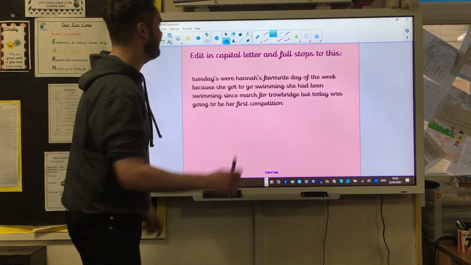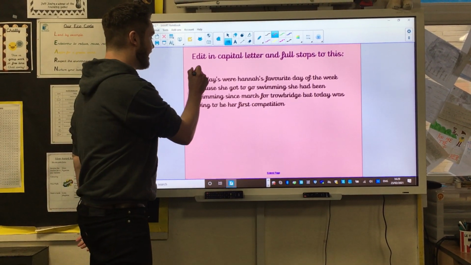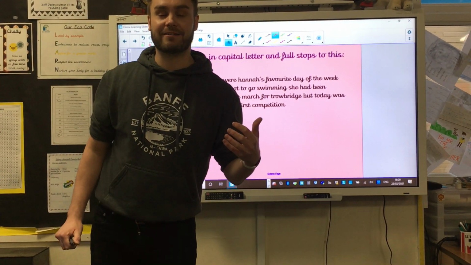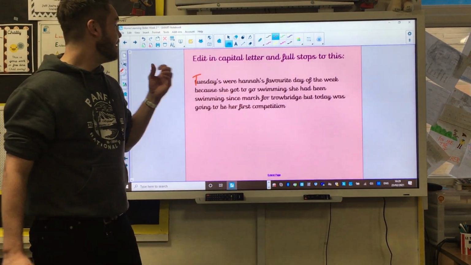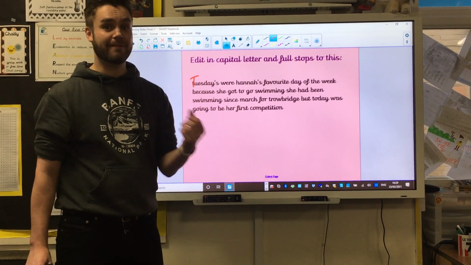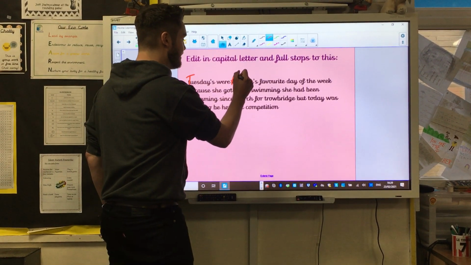Right, welcome back Year 4. So let's go through this one quickly. In red, obviously we start with a capital T for Tuesday. It's not only a day of the week, or a day shall I say, it's also the first one in the sentence, the beginning word in our sentence. Definitely needs to have a capital like that. Next one, Hannah, as it's the name.